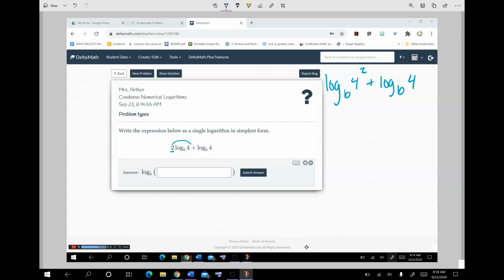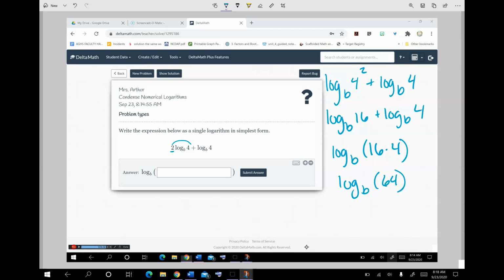Well, what's 4 squared? 16. So now I have log base b of 16 plus log base b of 4. When you're adding, you multiply. So I'm going to have log base b of 16 times 4. Well, can I simplify 16 times 4? I sure can. And I get log base b of 64. And you would come over here because it already has your log, and you would just type in 64.